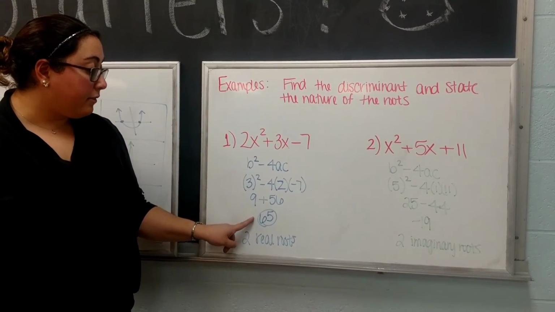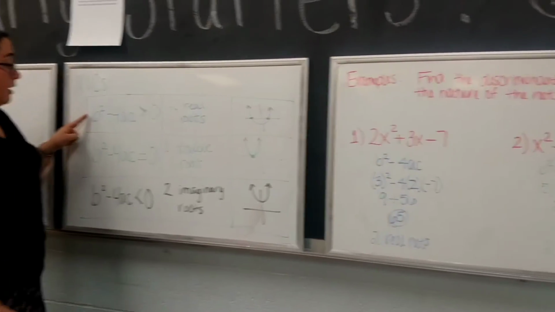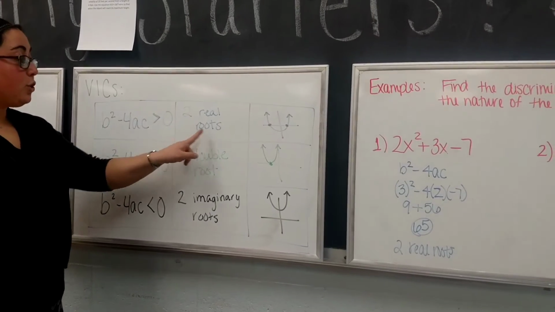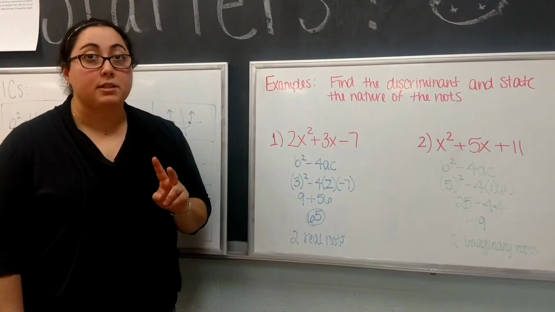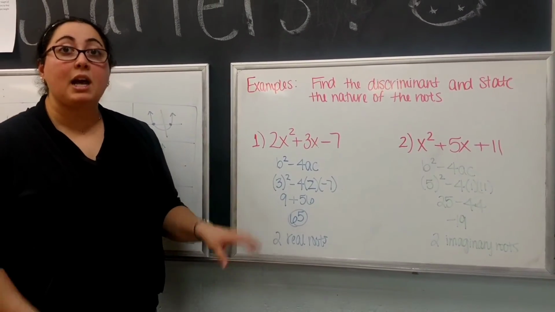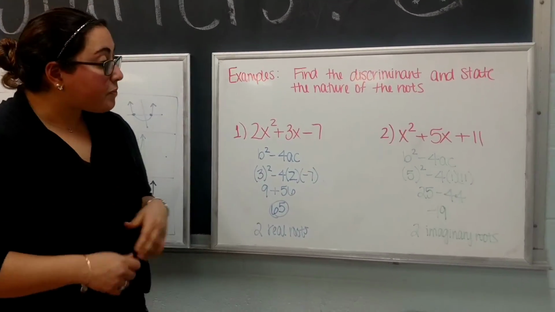Because it's positive, going back to your chart, if it's greater than 0, you have two real roots, which means that somewhere it's going to cross the x-axis twice. You don't necessarily need to show that right now. We'll incorporate that as we go.